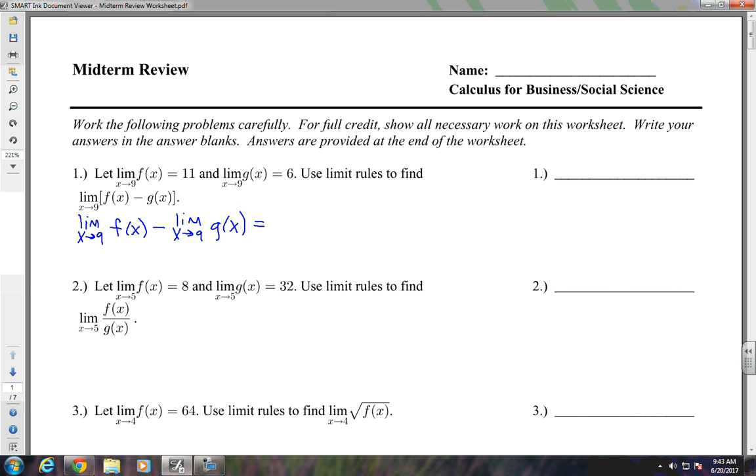Using the given limit values stated in problem 1, we can use substitution to evaluate. The limit as x approaches 9 of f of x, this entire expression is going to be replaced with the value of the limit, which is 11. Then we're going to subtract the value of the limit as x approaches 9 of g of x, which is given to be 6. So all we have to do here is evaluate 11 minus 6, and we've calculated our new limit. So no problem. We just have to recognize we're replacing those limit expressions with their values.